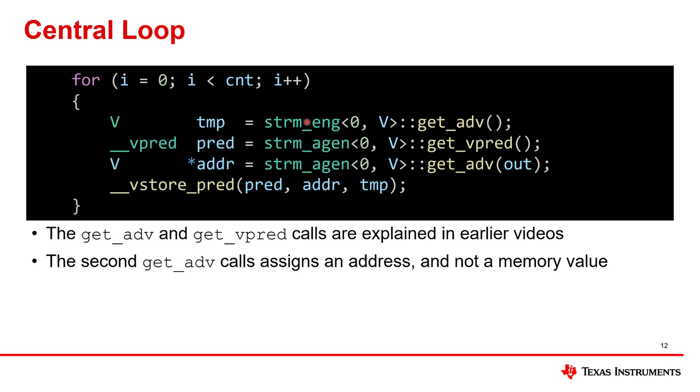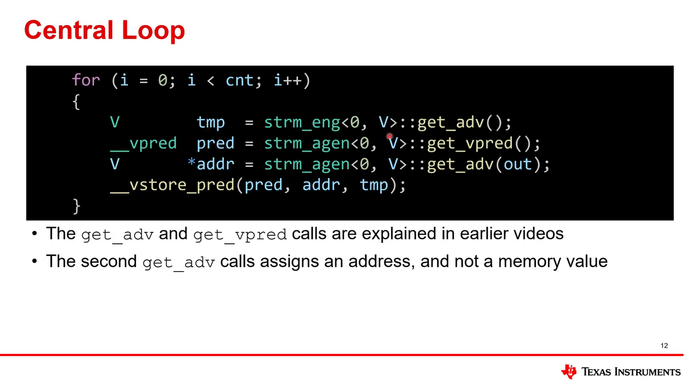This first one is for the streaming engine, and the next two are for the streaming address generator, and all of them for 0, so SE0, SA0, SA0. The get ADV, we read the holding register for the SE and advance it to the next one. So it's reasonable to think of this variable temp as standing in place for the holding register of SE0.